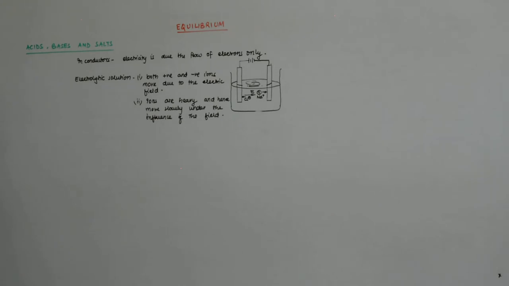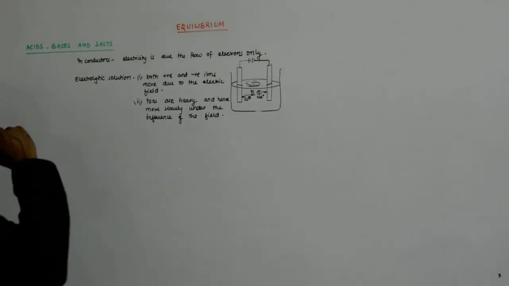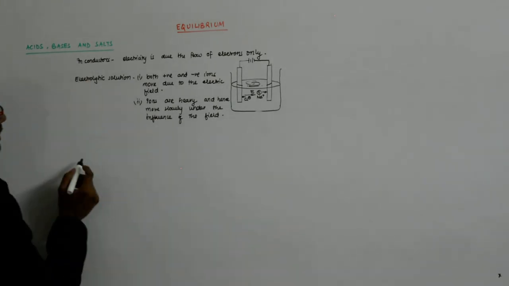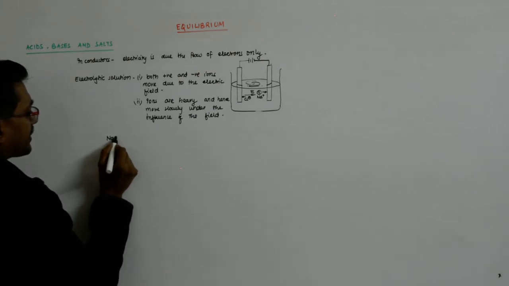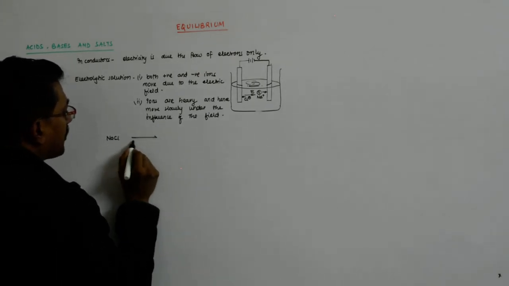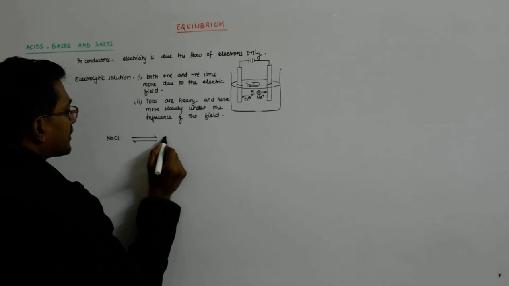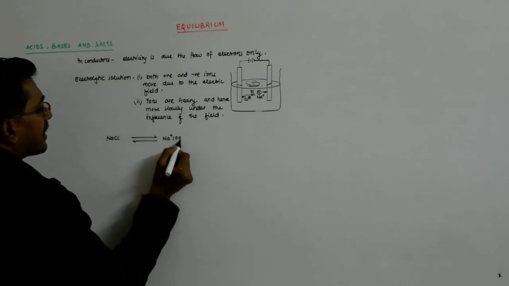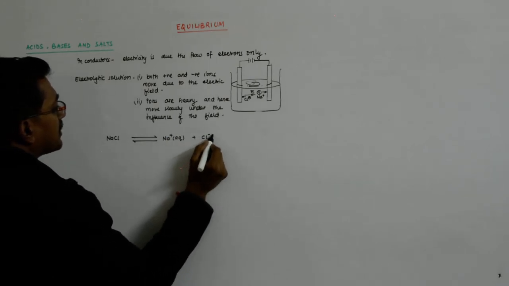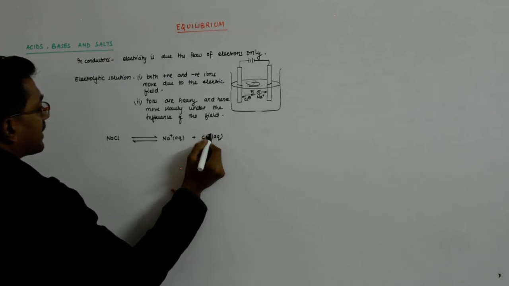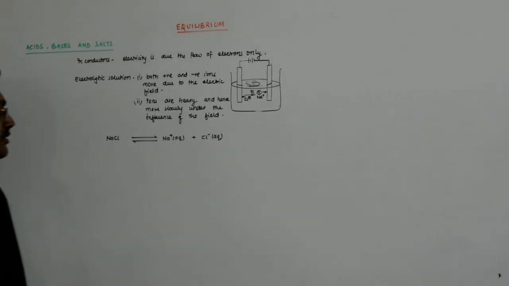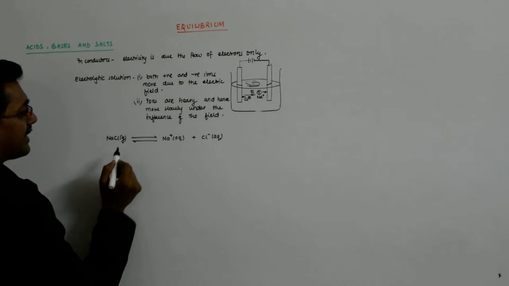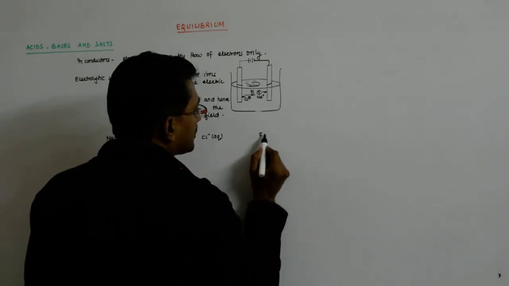We have also just now seen that something like NaCl, when put in water, dissociates into Na plus, gets hydrated, plus Cl minus. The reasons we had discussed, right? The reason is the high dielectric constant of water.